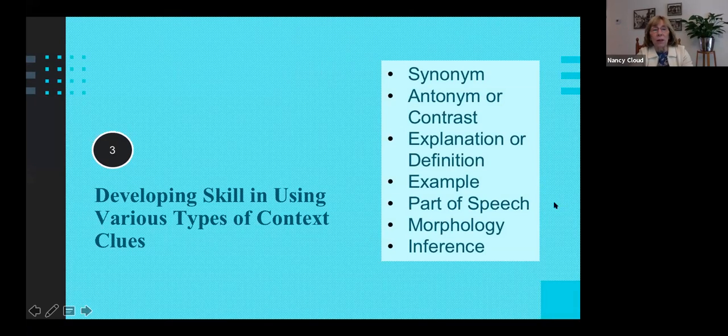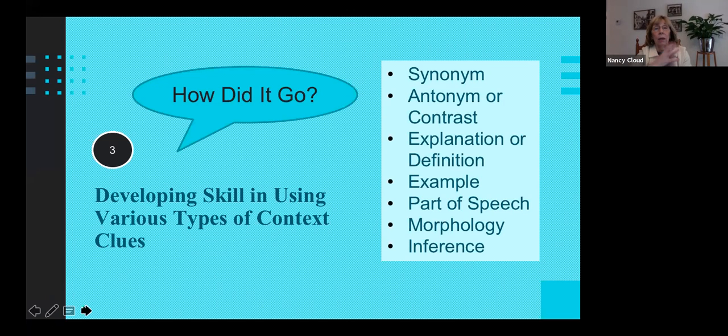Okay, so how about this? I'm hoping that some of you got to try these various types of context clues. There are 7 of them. And how did it go when you worked on this? Did anyone get to work on this using context clues?